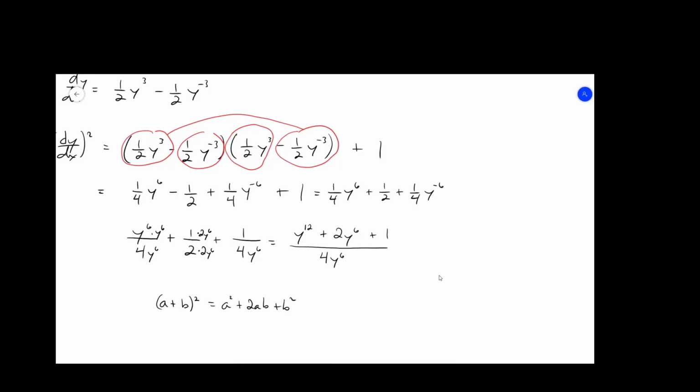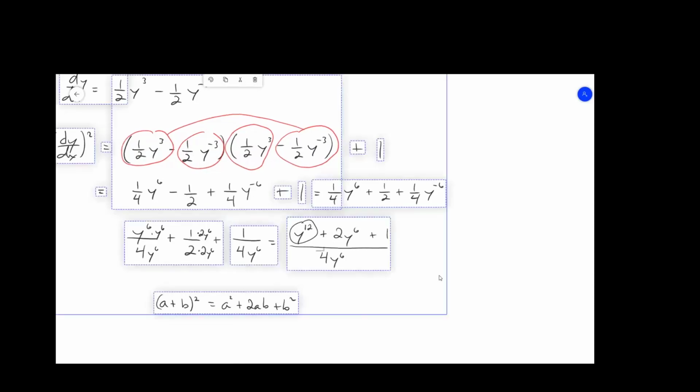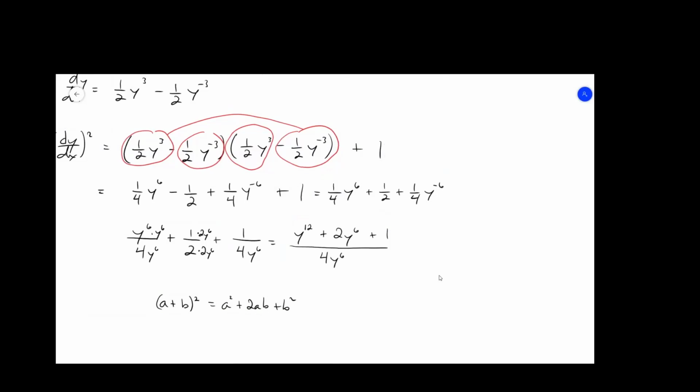And so if you look at that, look at what we have in the numerator there, that's in fact exactly what's going on, right? A in this case would be y to the 6th. That's a squared there. And then, if a is y to the 6th and b is 1, then that's what you have as the middle term, 2 times a times b, and then this is b squared. So we just have to recognize that that is a perfect square trinomial, and it can be factored as y to the 6th plus 1 squared.